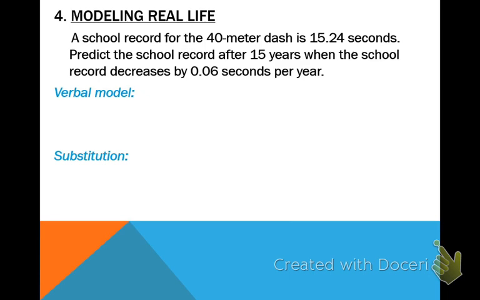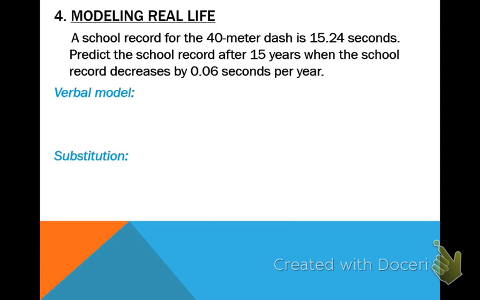Okay, so we've got a modeling real life problem here. A school record for the 40-meter dash is 15.24 seconds. So we have an athlete that's running pretty fast, and this is the record that he has set for the entire school. Predict or guess what the school record will be after 15 years when the school record decreases by 0.06 seconds per year. So let's think this through.